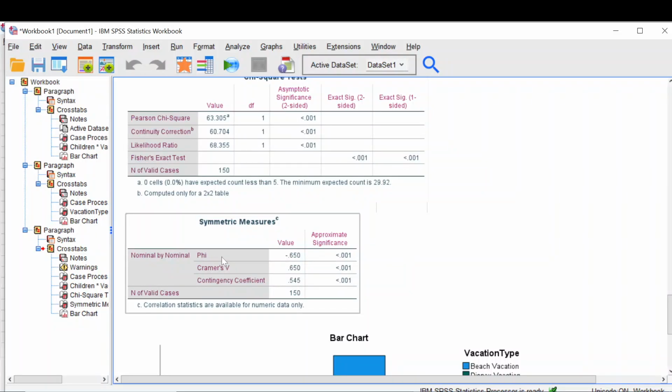So here we have a phi value of negative 0.650, and if you refer to our chart, this is a moderate to high correlation, right? A negative correlation. So it's saying that there's a moderate to high negative association between presence of children and vacation type. Okay, so that is essentially a crosstabs or chi-square analysis.